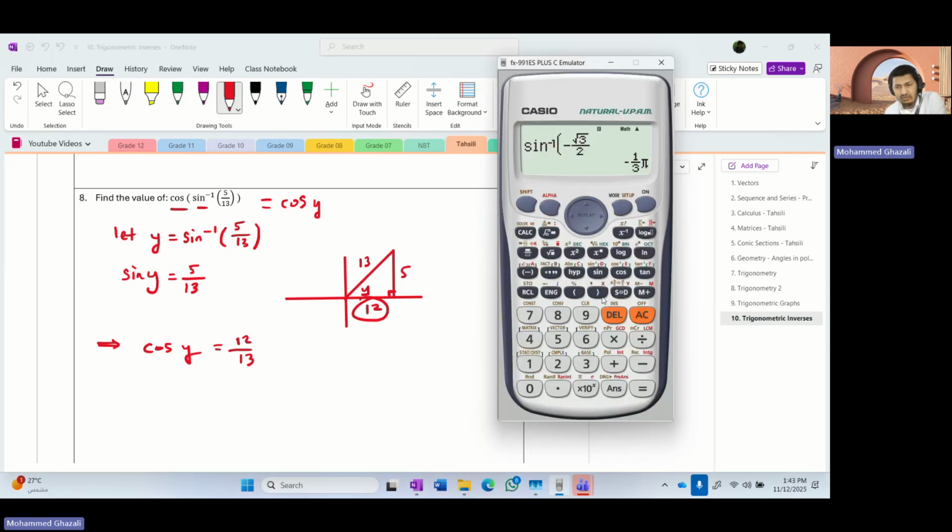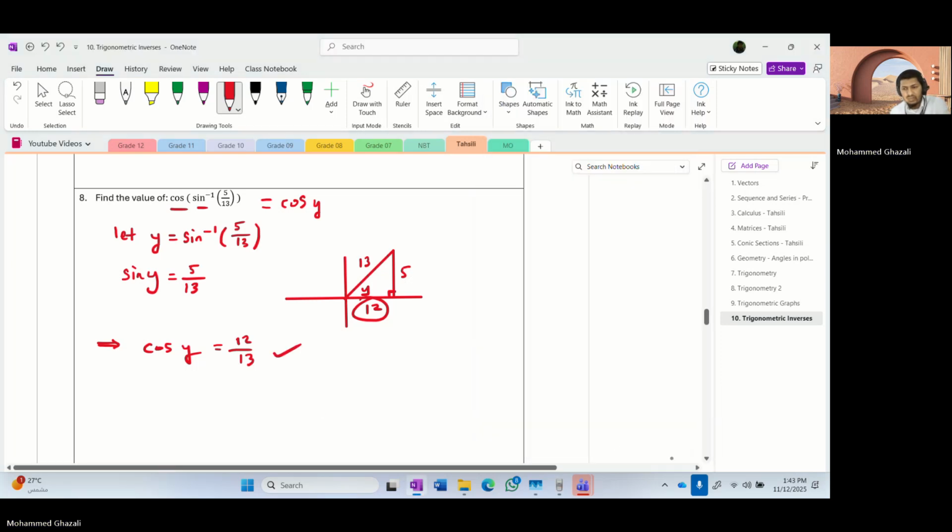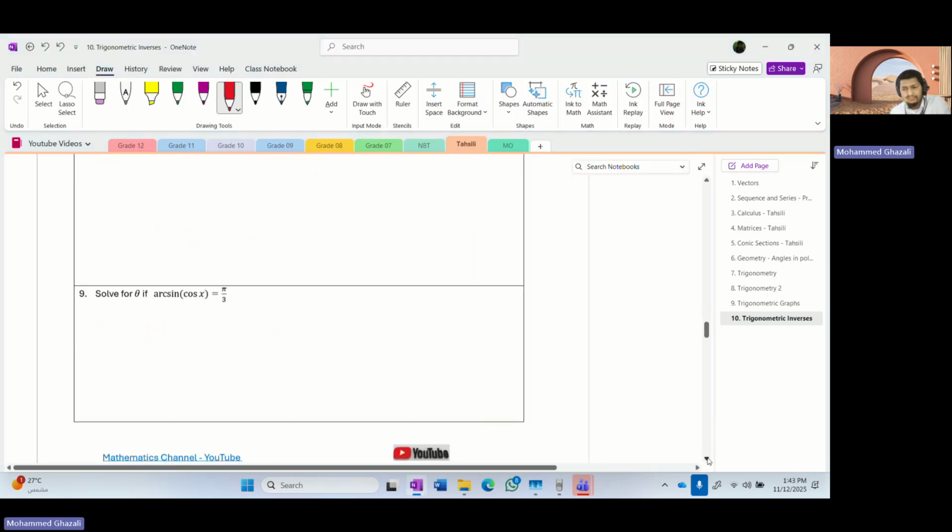You can try typing it onto the calculator. Cos of shift sine 5 over 13. Okay, and see what answer you get. You get 12 over 13, correct. Moving on to the next problem.